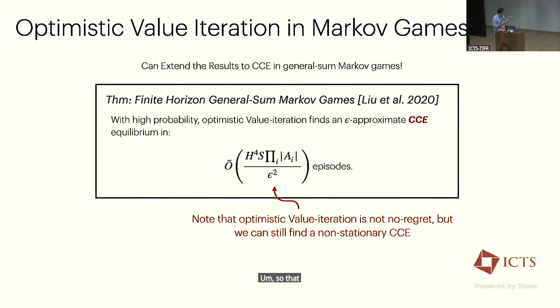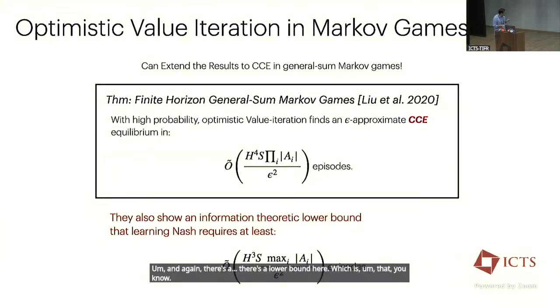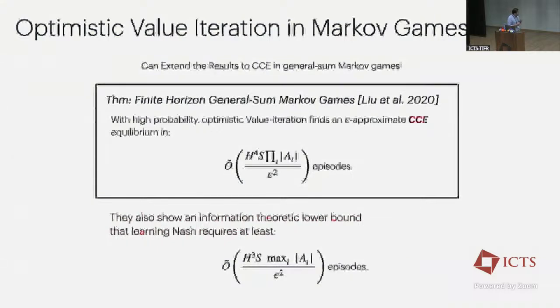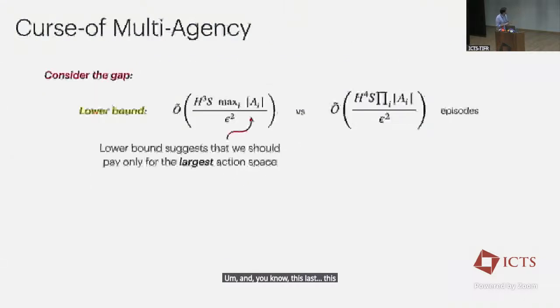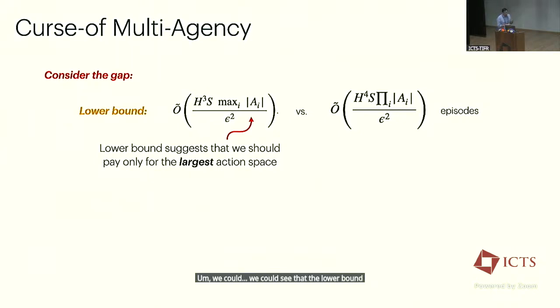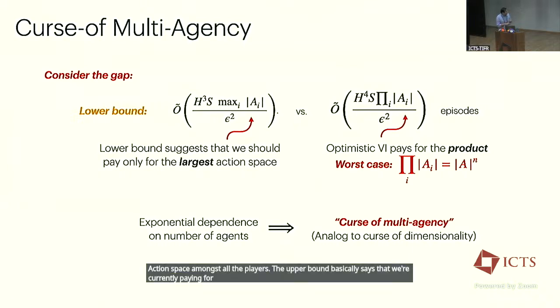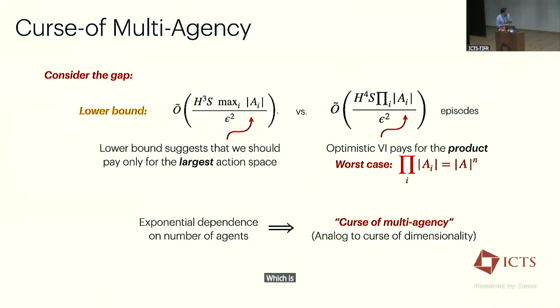So that kind of jives with the work that we saw yesterday. And again, there's a lower bound here, which is that we should actually only pay for the max over A, not the product. And if we look at the lower bound versus the number of episodes, we can see that the lower bound only suggests that we should pay for the largest action space amongst all the players. The upper bound says that we're currently paying for the product of all the action spaces, which is something like A to the N.